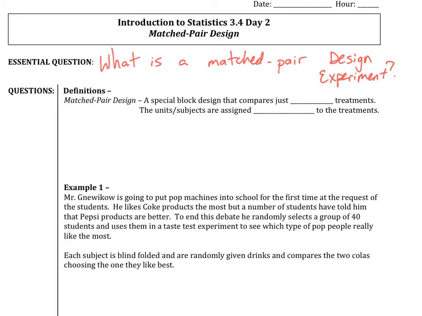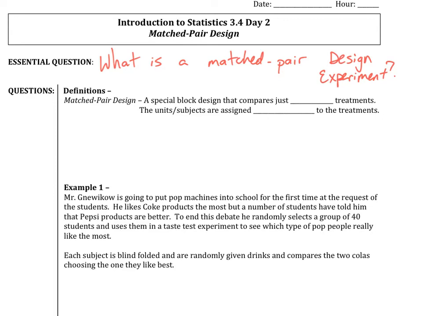All right, 3-4 day 2 again goes on to a little bit more with the experiments we've created. So we've talked about the treatments, we've talked about factors and levels. We've also talked about block design. And today we're going to get into what's called matched pair design. So what is a matched pair design experiment?